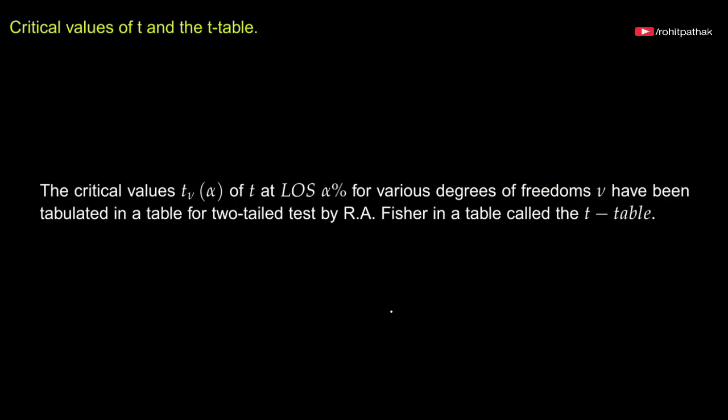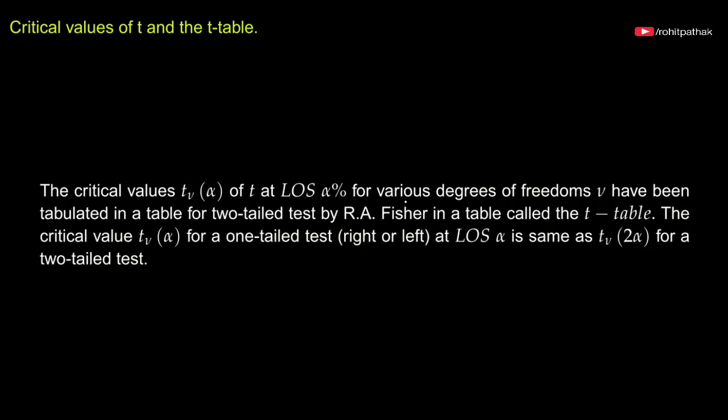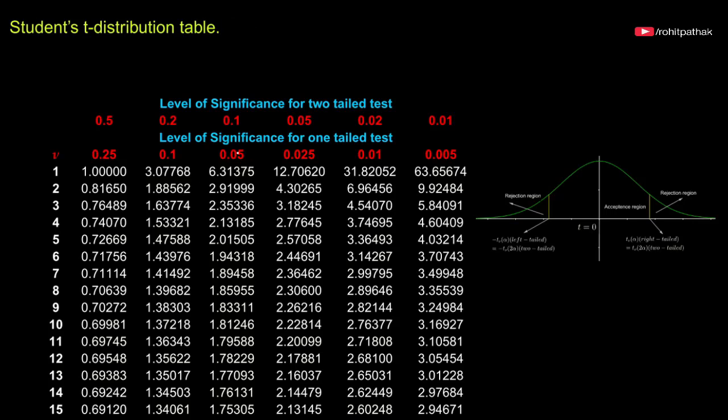Now, how to find the critical values of t using the t table corresponding to a given degree of freedom at a given level of significance can be obtained using the table like this. So the table has been given for either right-tail test or two-tail test. The critical value t nu alpha for one-tail test, right or left, whichever is required, at level of significance alpha, is the same as the critical value of t at the same degrees of freedom at 2 alpha level of significance in two-tailed test. So look at this table.